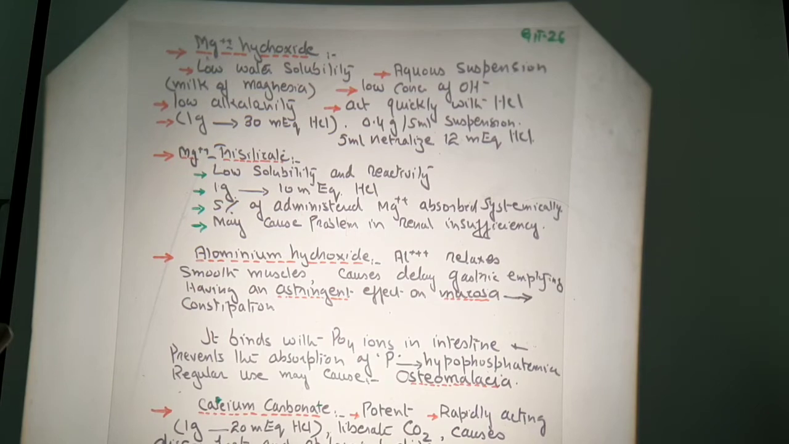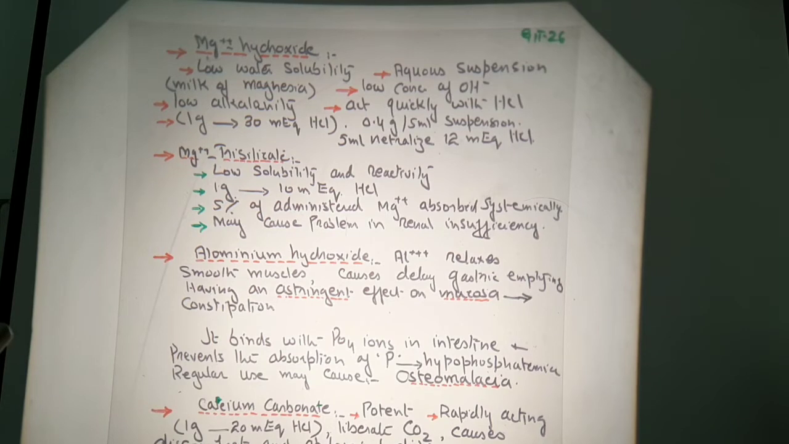Aluminium hydroxide is also a non-systemic antacid. Having the aluminium metal ion, it relaxes the smooth muscles of the stomach and causes delayed gastric emptying, and it has an astringent effect on the mucosa, which may cause constipation. It also binds with phosphate.